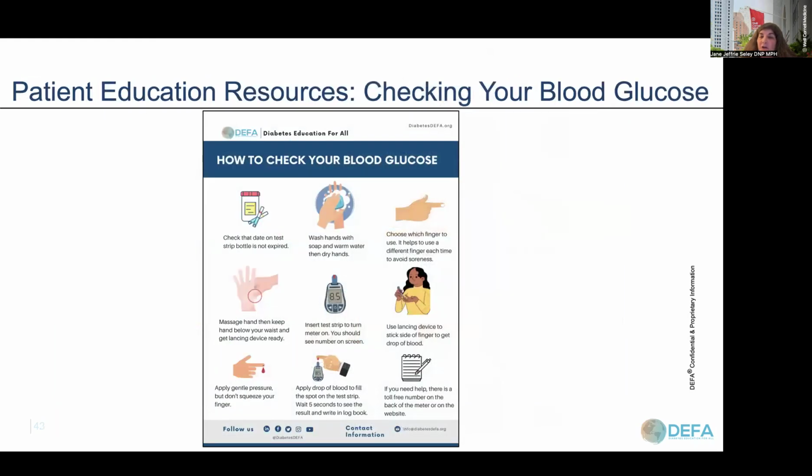How to check glucose. So after you show someone how to check their blood glucose with a glucose meter, you can use this checklist to teach them and give it to them to take home so they don't miss any of the steps.